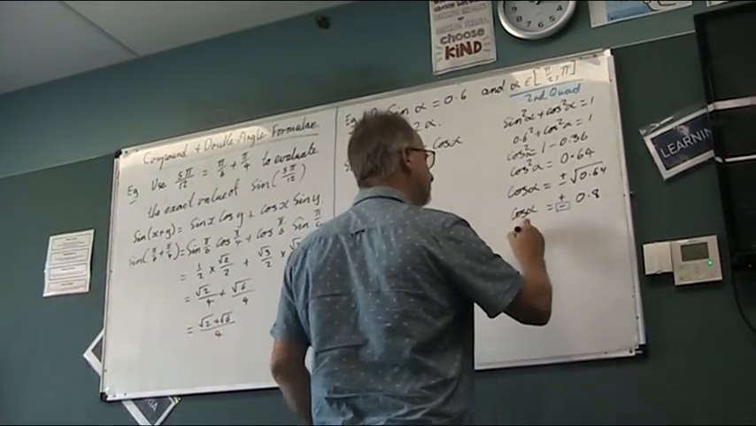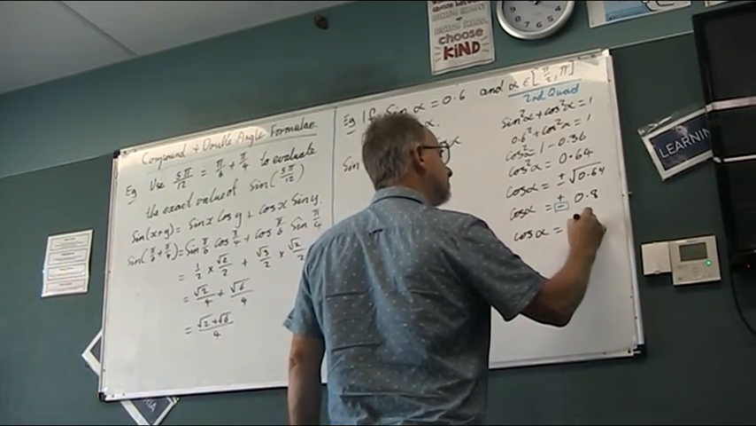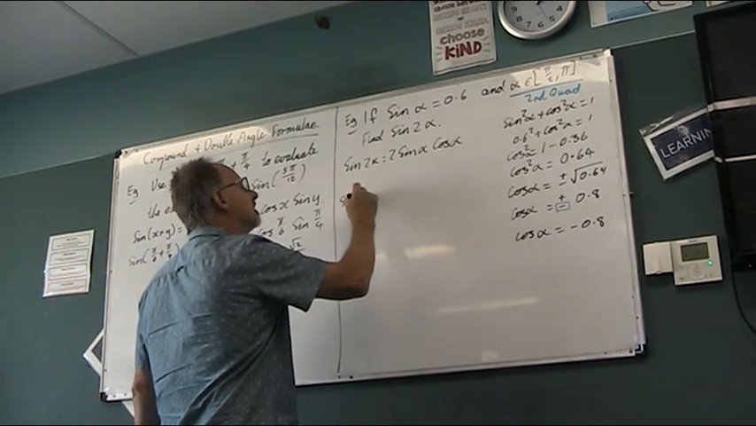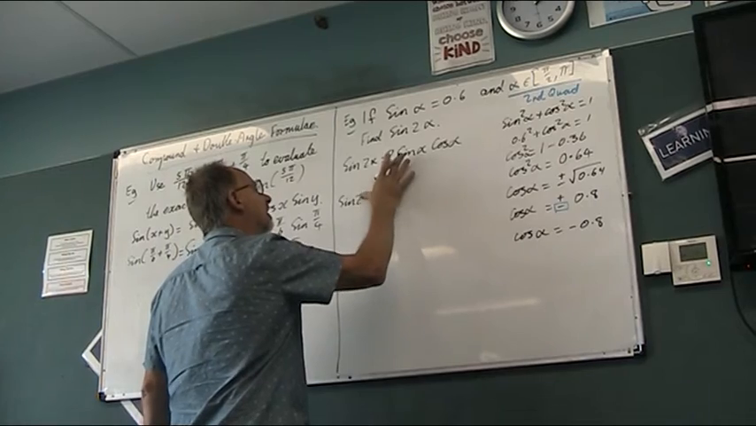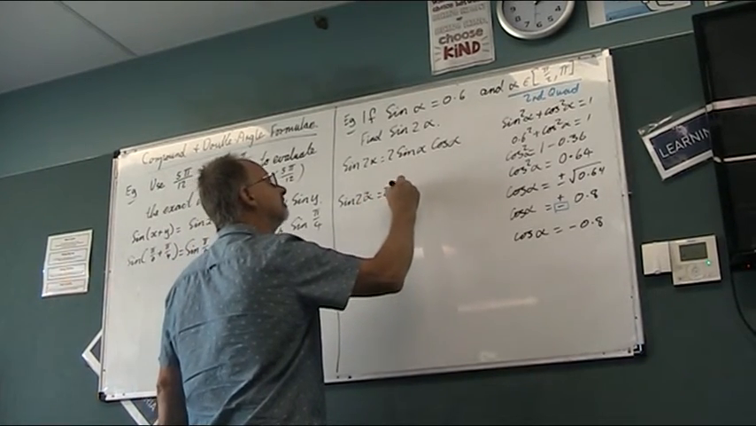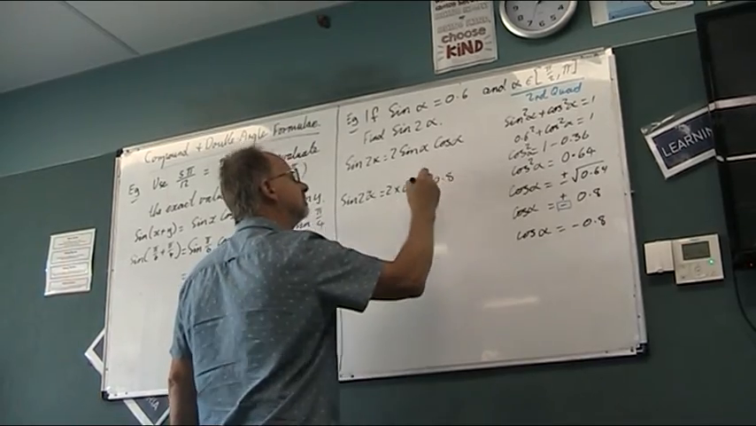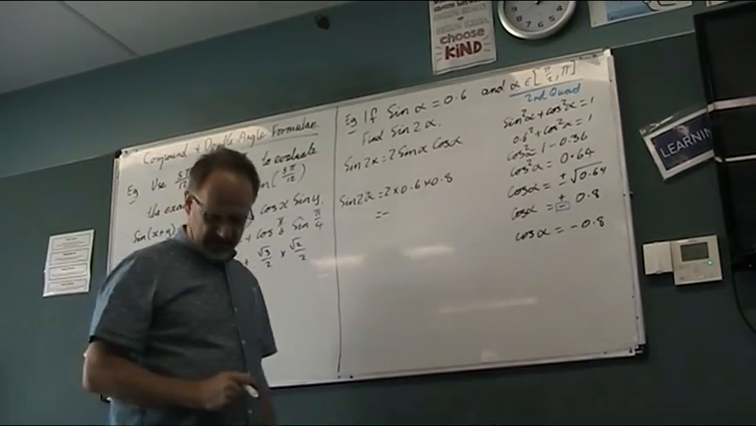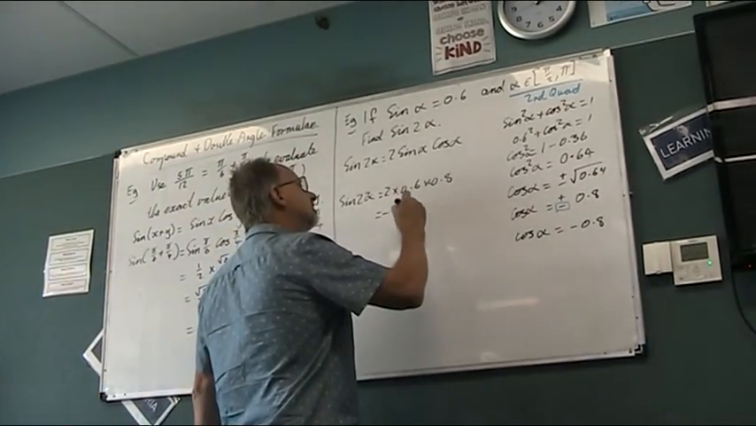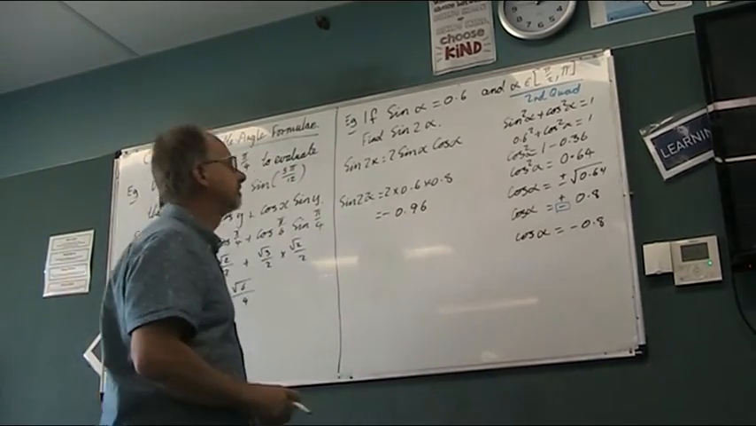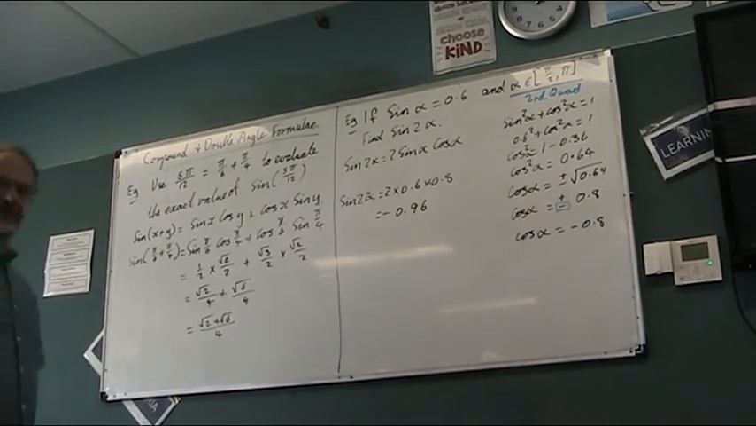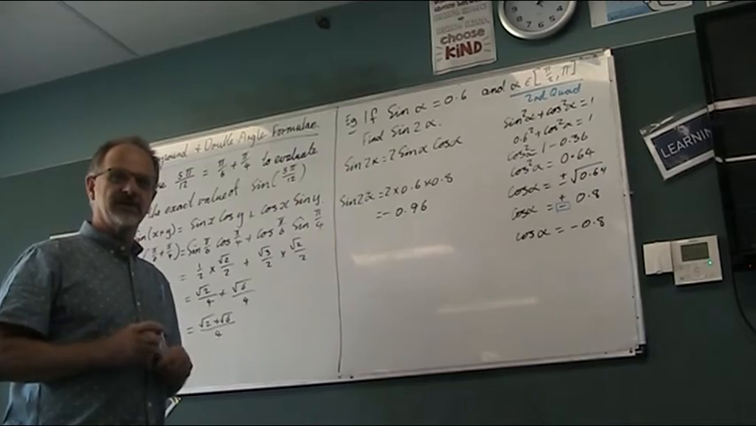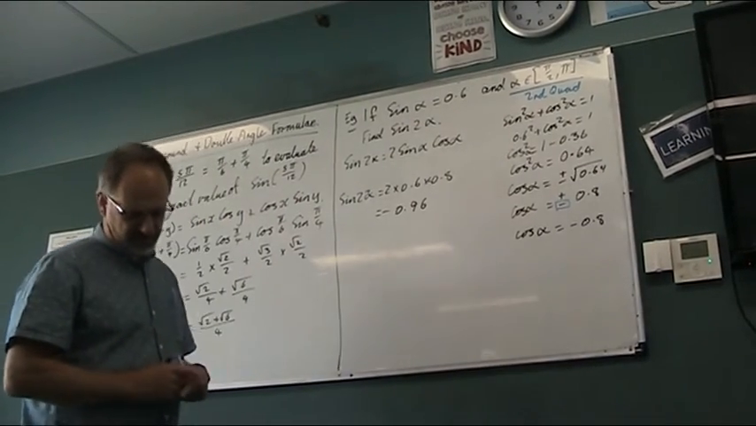Alright, so cos α is negative 0.8. And so now we can stick those values in here. Nearly forgot my negative. We get a negative answer: 6 times 8 is 48, so 0.48, 2 lots of that, is negative 0.96. All right.